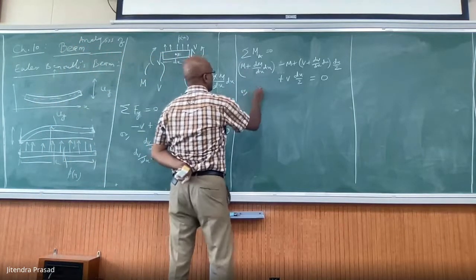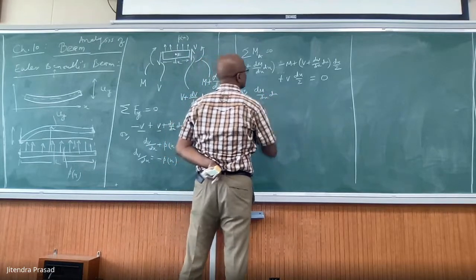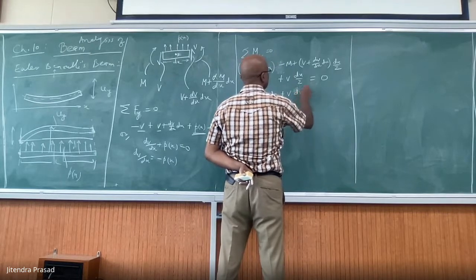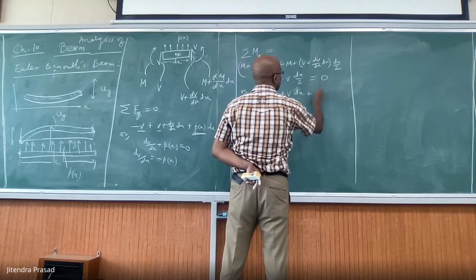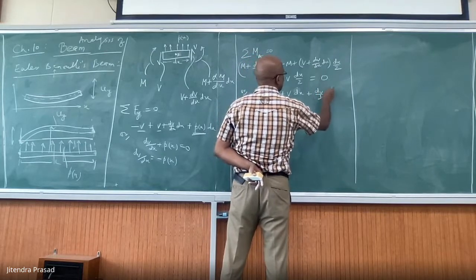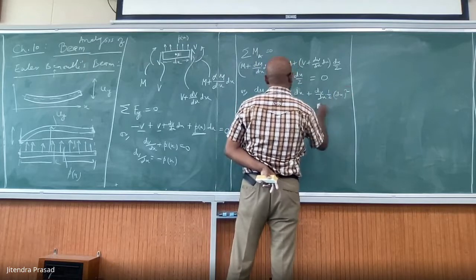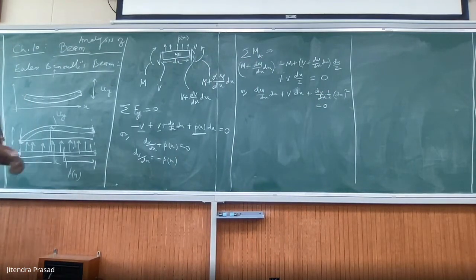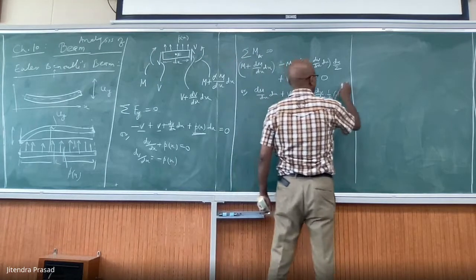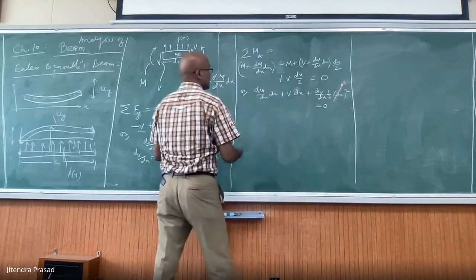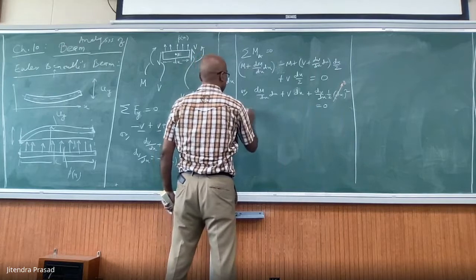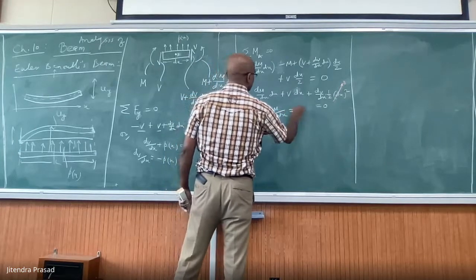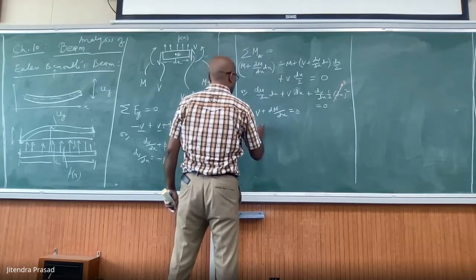Okay. So we have dM over dX, and then we have plus V times dX, and plus we have dV over dX multiplied by half dX square equal to 0. And you know that this is a higher order term, so we will neglect that. So we will get that equal to 0. Okay, so we get dM over dX plus V equal to 0, or V equal to minus dM over dX.